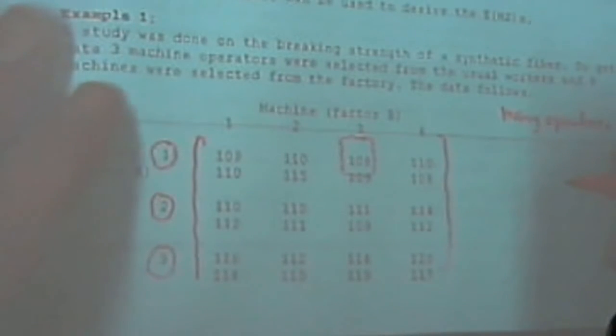Then there's also many machines that can produce this fiber, and so I don't want to test all of the machines. That's too much work. So I select 4 machines at random from the population of machines. So there's many machines. From the operators, I had selected a sample of 3. From the machines, I had selected a sample of size 4.